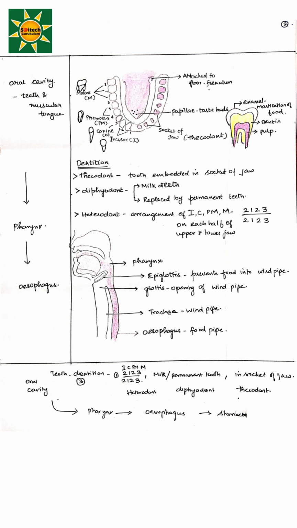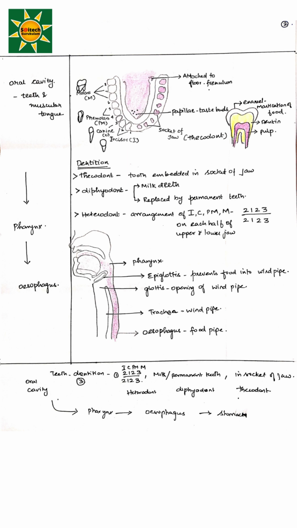Humans have 32 teeth that are arranged inside the oral cavity, and the arrangement is known as dentition. The teeth are embedded inside the socket of the jaw, and this type of dentition arrangement is called thecodont. Every human has milk teeth in the early part of life, which are replaced by the permanent teeth, and this type of dentition is called diphyodont.